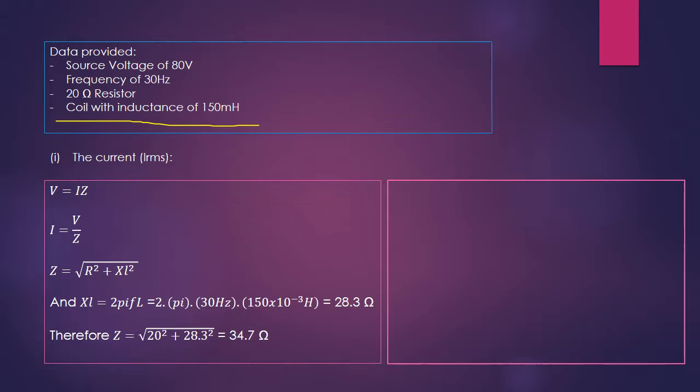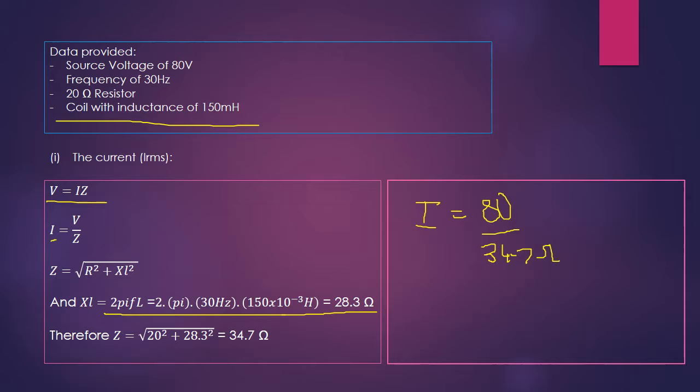Given the data provided, we can use Ohm's law of voltage equals current times the impedance, which then can be arranged to find the current. The impedance is also known to be equal to the square root of R squared plus the reactance squared, which we find the reactance to be over here using 2 pi times the frequency times the inductance. Therefore Z is equal to 34.7 ohms. Subbing in our values, we find that the current is equal to 80 volts over 34.7 ohms, which is equal to 2.3 amps.